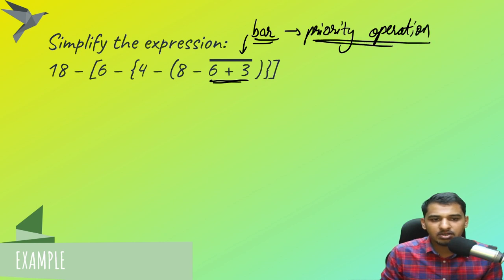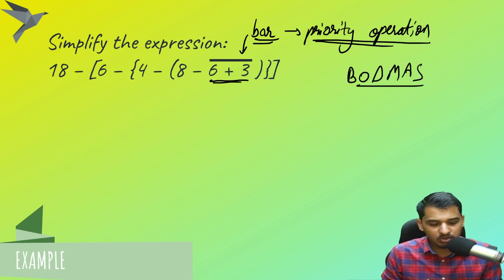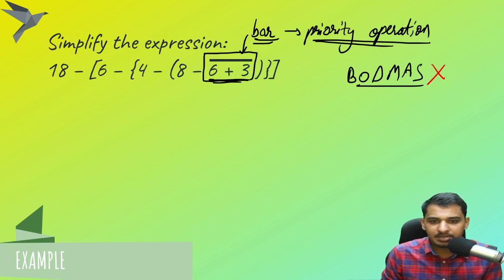Bar is a priority operation. In case of bar, you will again neglect this BODMAS rule. You will have to neglect the BODMAS rule, and you will have to perform whatever operations are written inside this bar. So this bar will override all other operations.